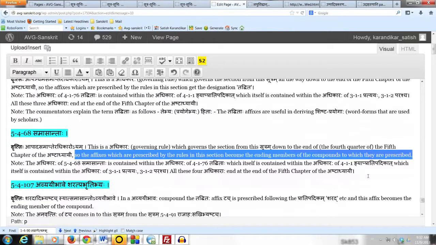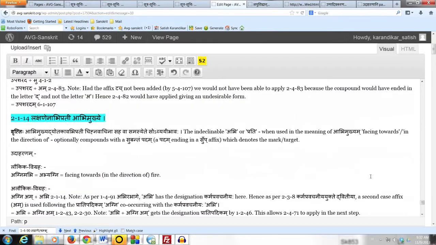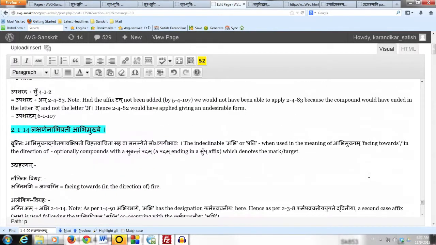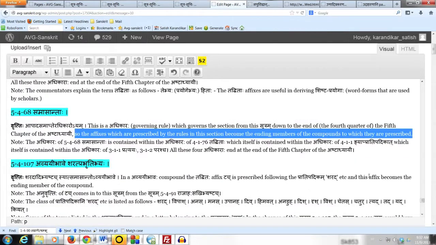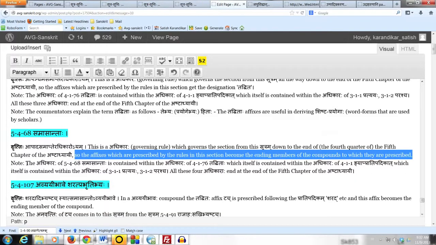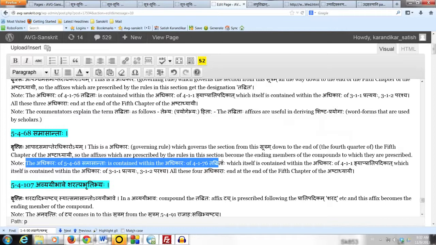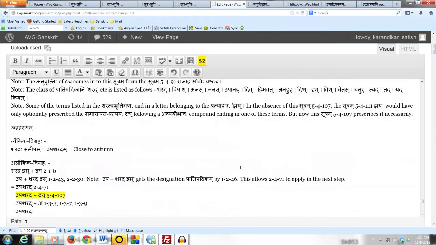One more thing to note here is that this affix tach is a Taddhitaha Pratyayaha, because remember that the Adhikara of Samasantaha is contained within the much larger Adhikaraha of Taddhitaha, which starts all the way back from 4-1-76 and also goes to the end of the fifth chapter of the Ashtadhyayi. So every Samasanta Pratyayaha is also a Taddhita Pratyayaha. Let's take some examples here.